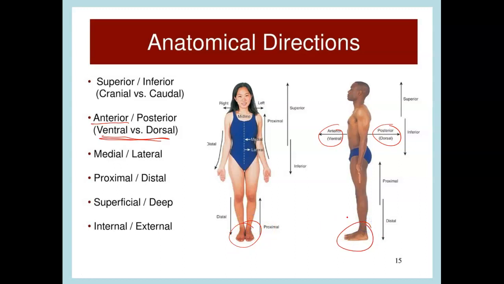So superior and inferior can also be called cranial and caudal. Cranial, which makes sense, right? The cranium, the head, the brain case. And then caudal is another one of those terms like dorsal, ventral. That's kind of an older term. Caudal basically means farther down along the length of the spine.